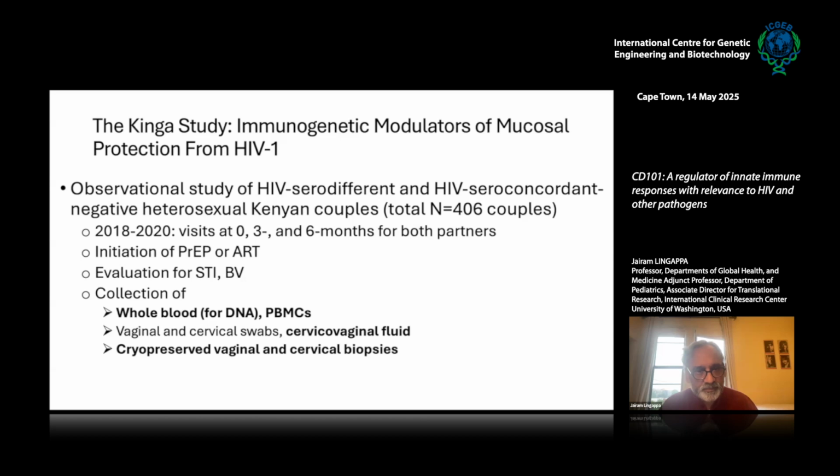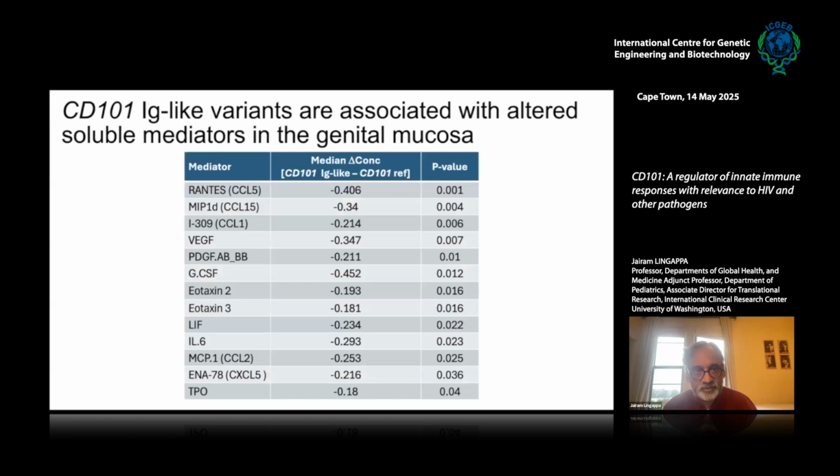And we collected samples of whole blood for DNA as well as for PBMCs. And then we also collected cervicovaginal fluid and cryopreserved vaginal and cervical biopsies with the idea of testing for the effect of Ig-like variants on these genital mucosal and circulating cells. And the first thing we've identified is that the Ig-like variants are associated with altered levels of soluble mediators, cytokines and chemokines, in the genital mucosa.